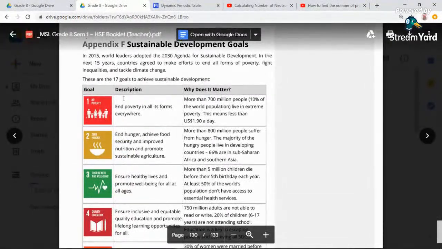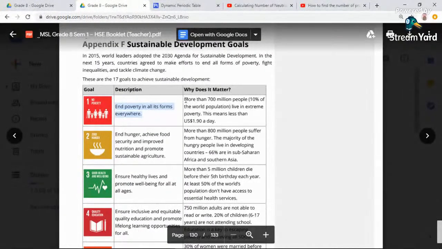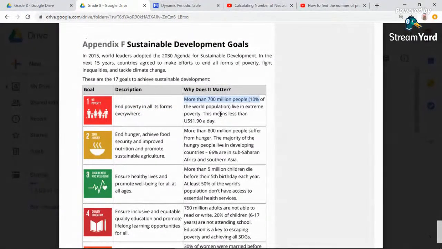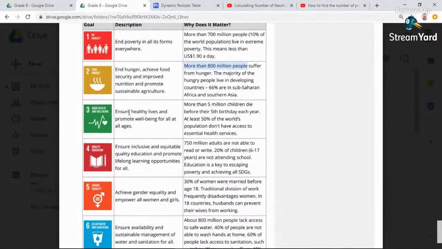And what's nice about this one is that it gives you the problem, like we want to end poverty by 2030. And then it says why. Because more than 700 million people live in extreme poverty. They make less than $2 a day, okay? The other thing that the UN wants to tackle is hunger. We want to end hunger, and it explains that more than 800 million people suffer from hunger. We want healthy lives and promote well being. More than 5 million children die before they reach 5 years of age.